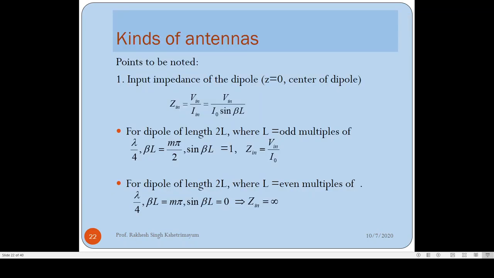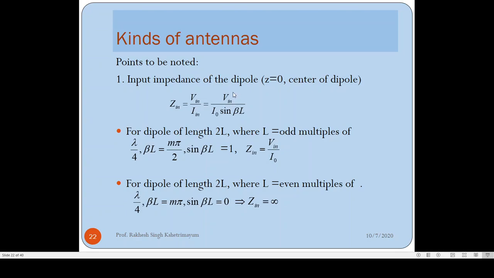So, some points to be noted for the dipole antenna of finite length. First thing is the input impedance of the dipole. If you want to find the input impedance of the dipole, you should find out the impedance at z equal to 0, that is the center of the dipole. The input impedance of the dipole is the input voltage divided by the input current. Now at z equal to 0, what was the current? Current will be I naught sine beta L, and this is the input voltage you are giving to the dipole antenna.